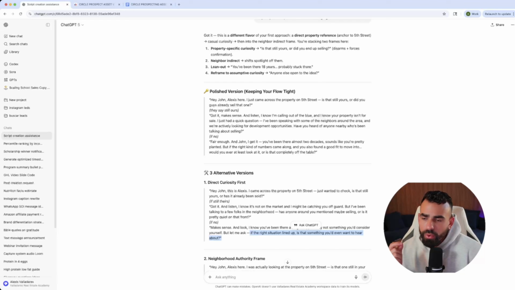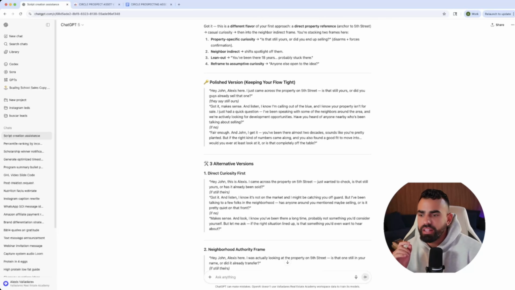Guys, this is simple. If you use it the right way with the right tonality, like I'm sharing it with you right now, it'll be highly, highly effective. I really like this right now.